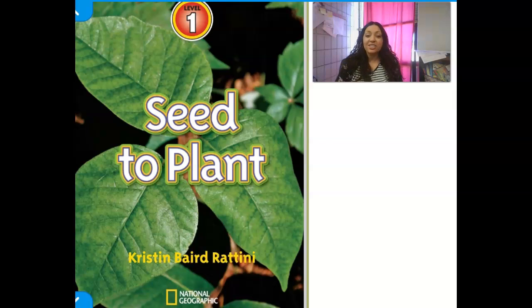Hi guys! So today we're going to read a book called Seed to Plant, and in this book we're going to be looking about sequencing events. So remember, when we sequence something, we're putting it in order. So what we're going to be looking at is how a plant grows and sequencing its life cycle during it, okay? So our title of our book is called Seed to Plant, and it's written by Kristen Rattini.